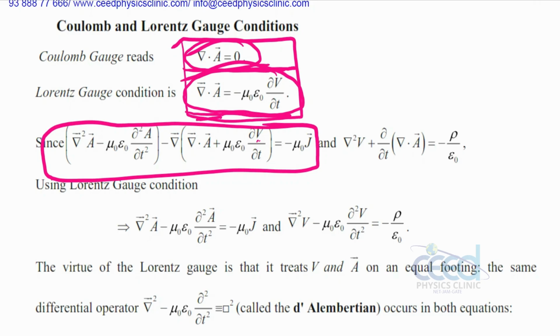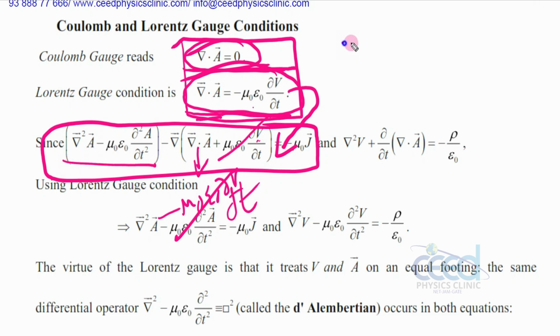Now suppose this condition you give here, what happened? See, ∇·A is equal to minus μ0 ε0 ∂V/∂t. Here, ∇·A plus μ0 ε0 ∂V/∂t, you put, means this cancels.